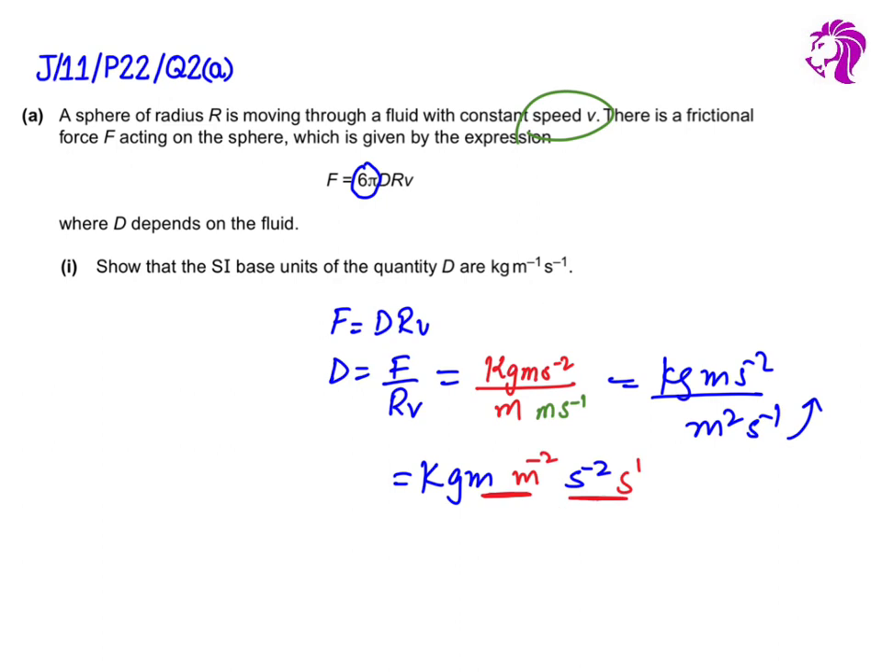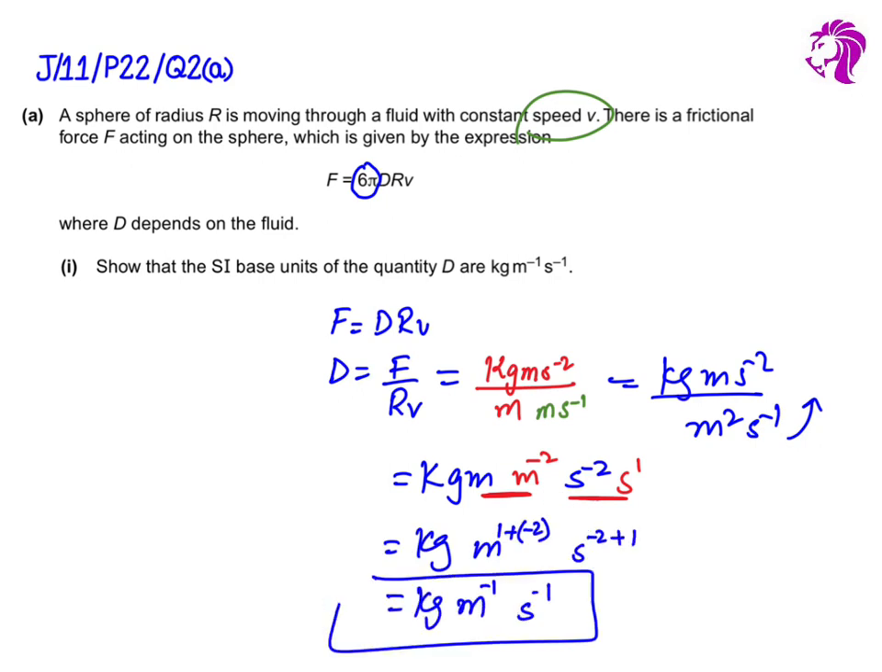Now simplifying it further, we'd get kg m into m^-2 and then s^-2 s^1. So m and m^-2 will become m^-1, kg m^-1, and then simplifying it further, it would be kg m^-1 s^-2, and s^-2 and s^1 becomes s^-1. Hence it's proved kg m^-1 s^-1 is the SI base unit of D.